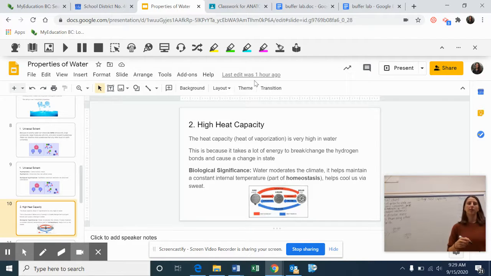Okay, high heat capacity. So the heat of vaporization, the temperature at which water changes states, is really high. This is because it takes a lot of energy to actually break those hydrogen bonds. Or to change, I guess, is a better way to say it. Alter. They don't really break.